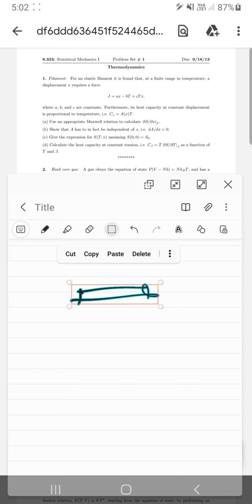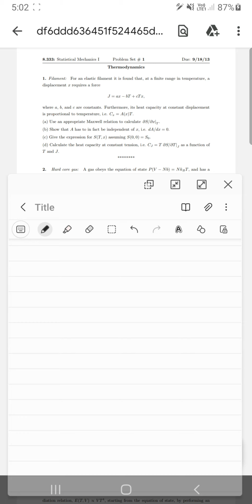So the heat capacity at constant displacement sounds like CV basically. So basically they have given us partial E by partial T at constant volume, and that's given. Fine, whatever, we'll use that later. So what do you want? First question is to use an appropriate Maxwell relation to calculate partial S by partial X at constant temperature.